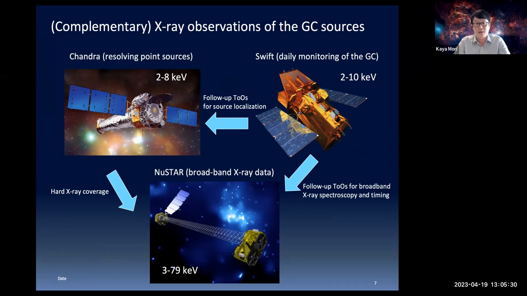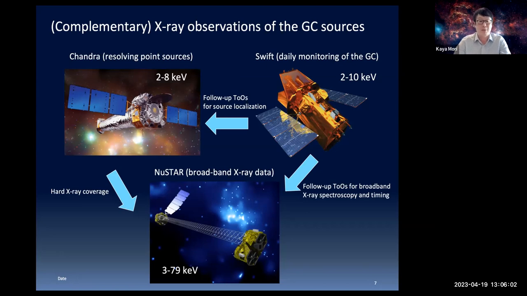And then the Swift telescope is monitoring the galactic center just around the Sagittarius star every single day. Since 2015, I believe. It used to be every 3 days, but now it's more frequent, like every single day. This program is led by Natalie Degenaar and her team, and we have some collaboration between us. So I'm leading a more like a NuSTAR collaboration of studying the galactic center.